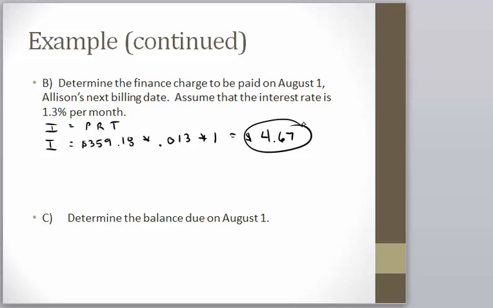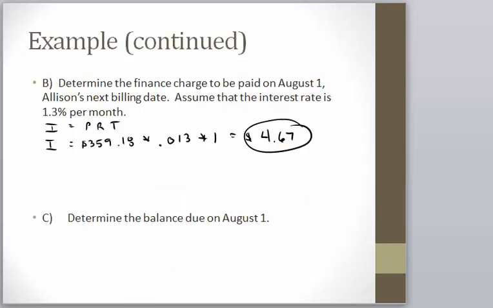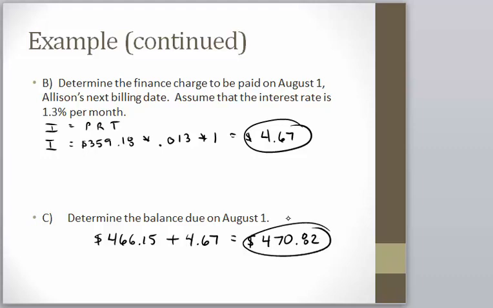The last part of this question asks us to determine the balance due on August 1st. Recall that the balance of her purchases minus her payments, the final balance was $466.15. And we have this finance charge that has accrued during the month of $4.67. So we're going to add those two together to get our balance due. And so we would have $470.82 as our balance due on August 1st.